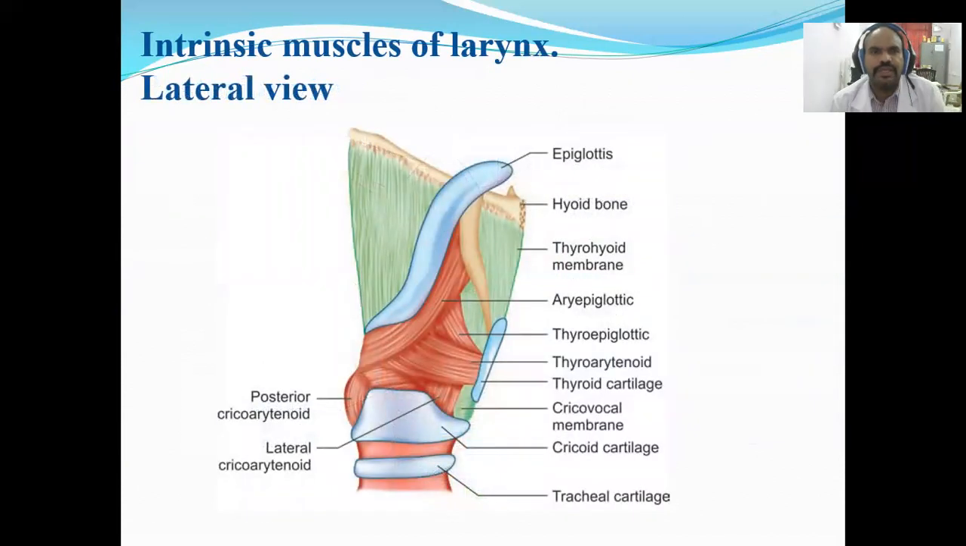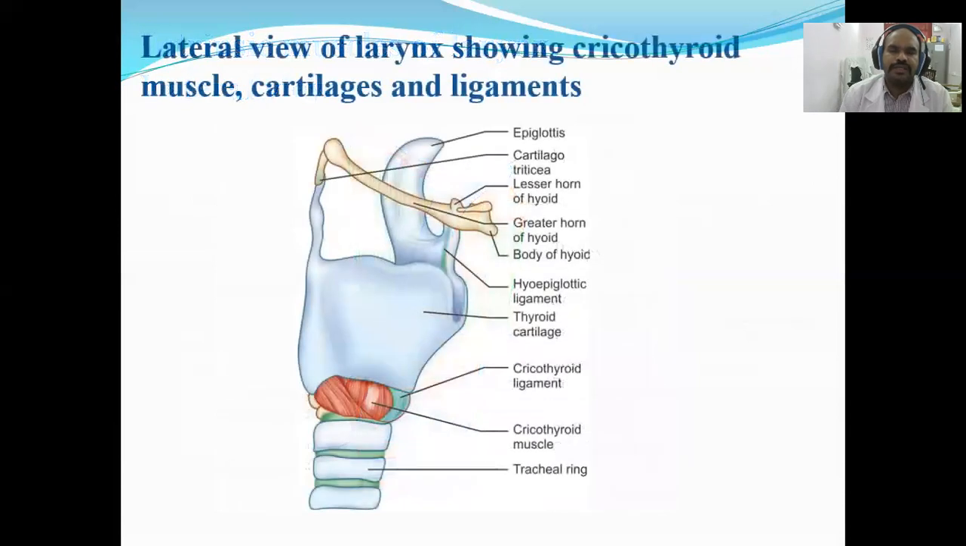Again, the intrinsic view of the larynx, on the lateral view, showing the various muscles, especially the aryepiglottic, thyroepiglottic, lateral arytenoid, and posterior cricoarytenoid. Posterior cricoarytenoid, again I am saying, is the only abductor of the vocal folds. All other muscles are adductors or tensors.